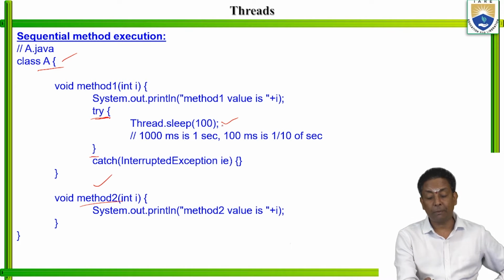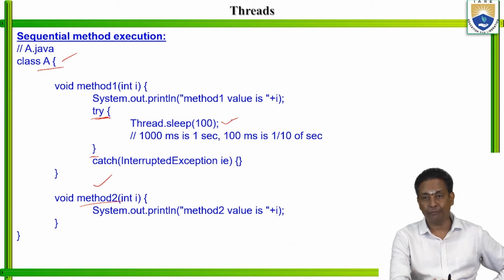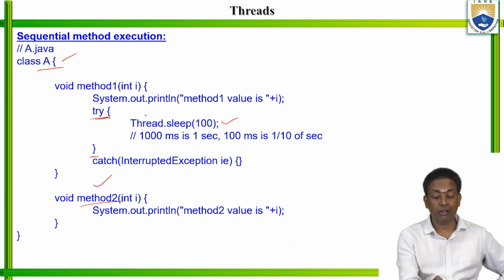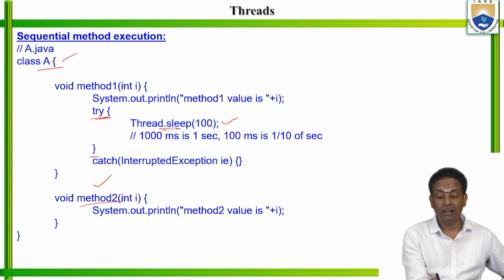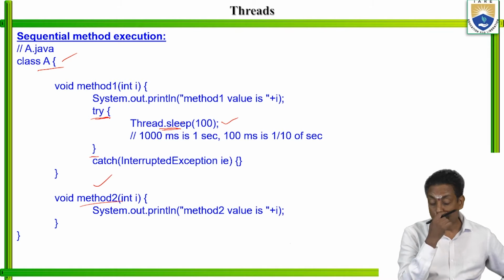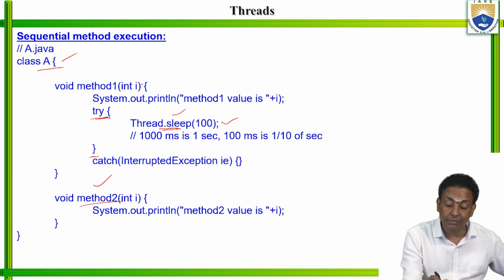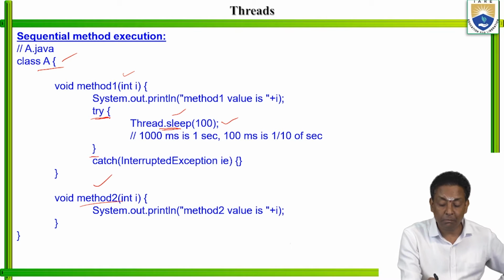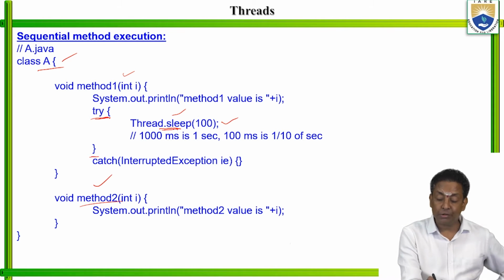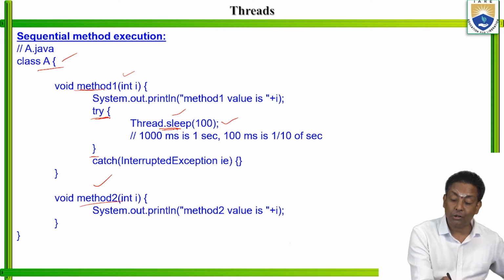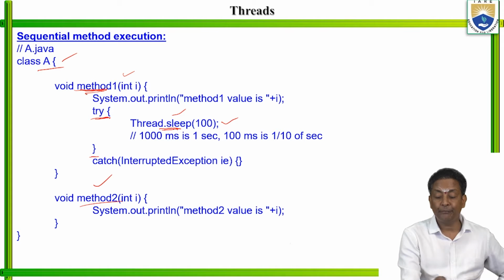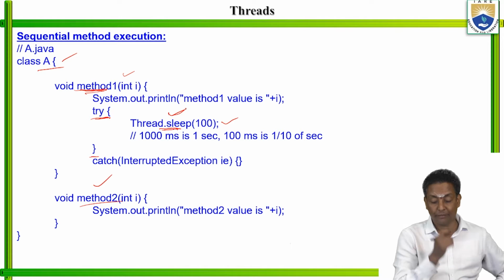So here I am sleeping the thread for 1/10 of a second. The sleep method doesn't sleep the method. The sleep method sleeps whichever thread is calling this method, whichever thread is running this method. That thread will be slept for 100 milliseconds or 1/10 of a second.